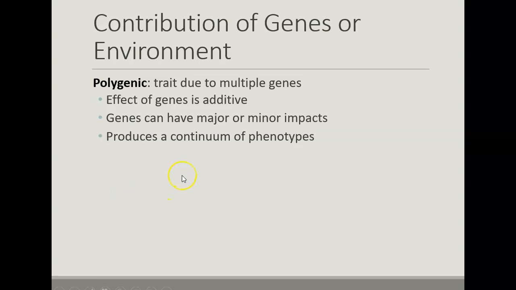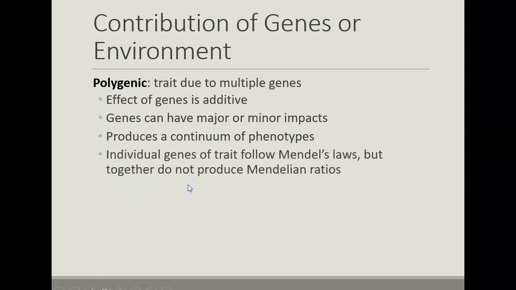In polygenic traits, you can produce this continuum of phenotypes depending on the combination of alleles you have, which all add up. And again, they have this additive impact on the trait. So if you look at the individual genes themselves, they follow Mendel's laws in the sense that we have a dominant allele and a recessive allele, and the dominant allele can mask the recessive allele. But if you put them all together, they don't produce those Mendelian ratios.